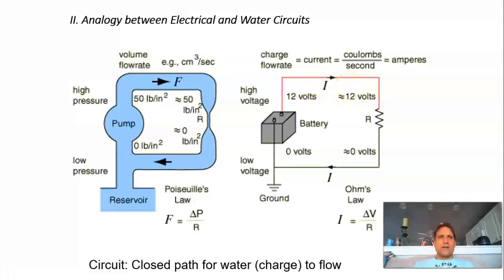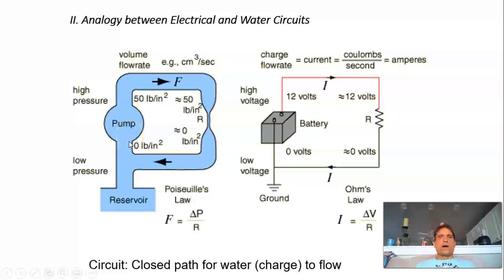So there's a lot of analogies we can make between water circuits, closed loop water systems in your home, and electrical circuits. The easiest one to make is that they both form a closed path for something to flow.